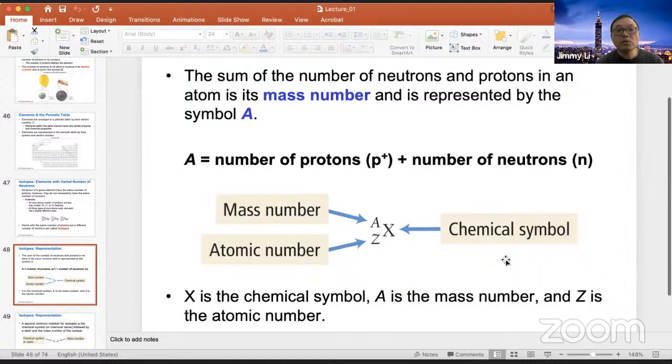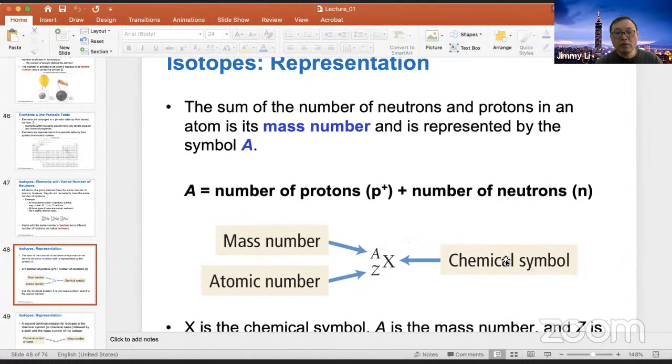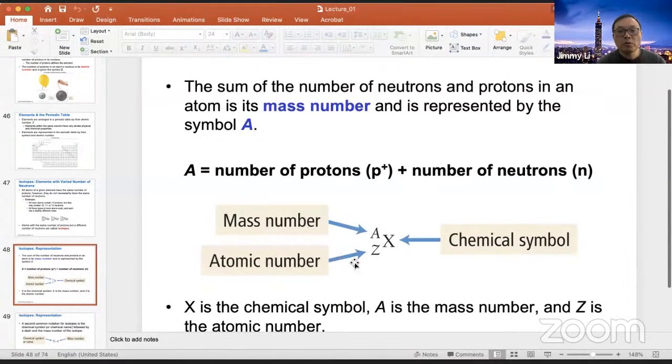All right, so this is how we write conventionally. Our representation, we write the symbol. There's a mass number in the upper left-hand corner, and a lower number for the atomic number.